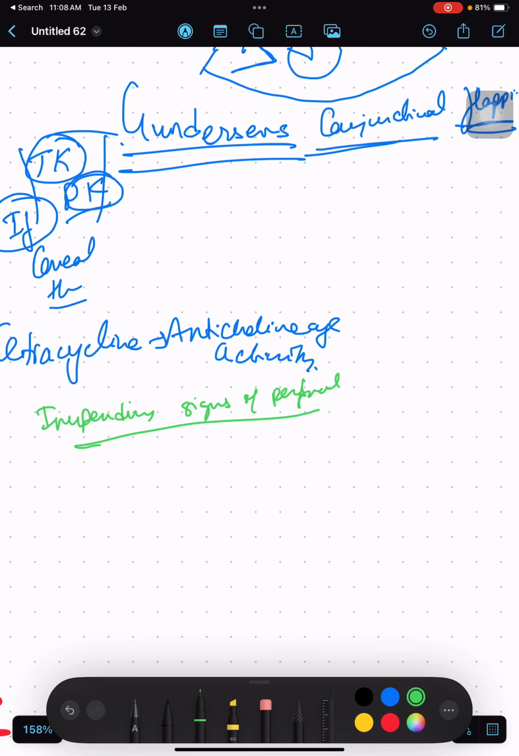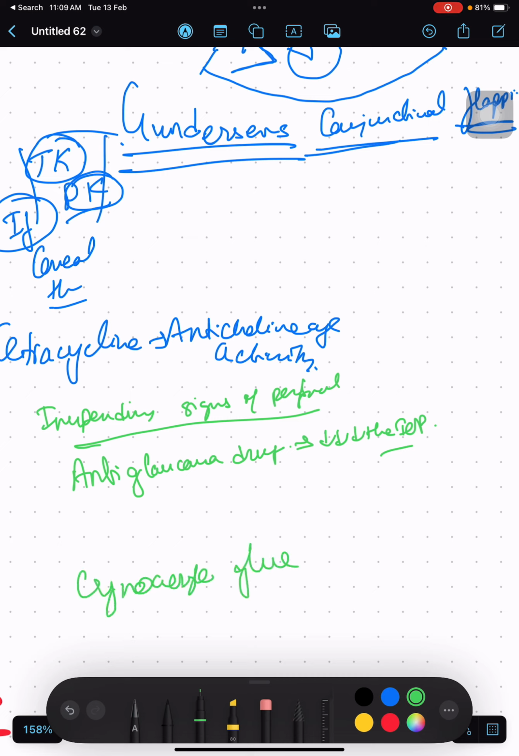So in that particular case, we are going to use an anti-glaucoma drug. Now, why are we using anti-glaucoma drug? To reduce the intraocular pressure, right? And we can also use cyanoacrylate glue. Okay, cyanoacrylate glue.